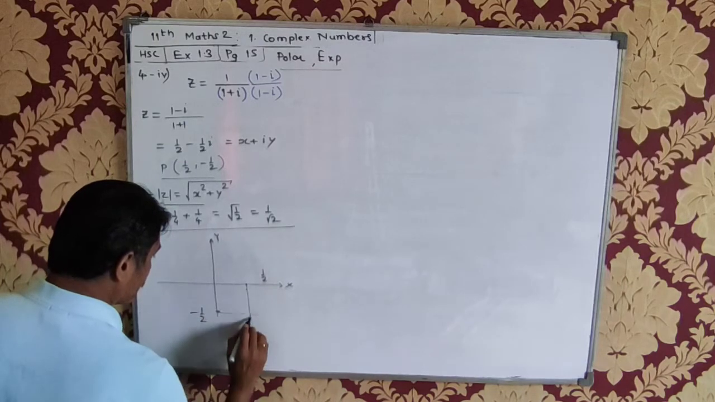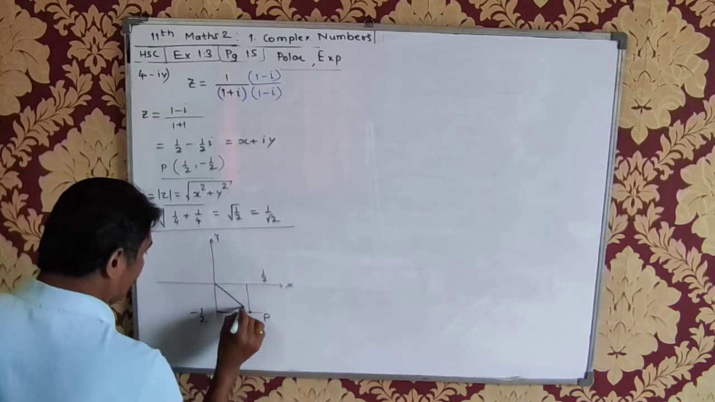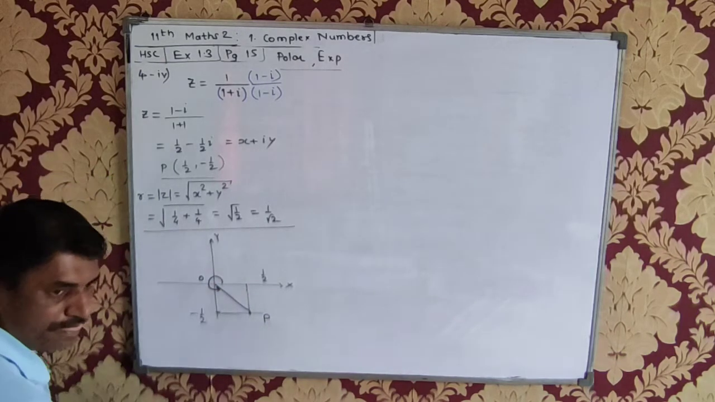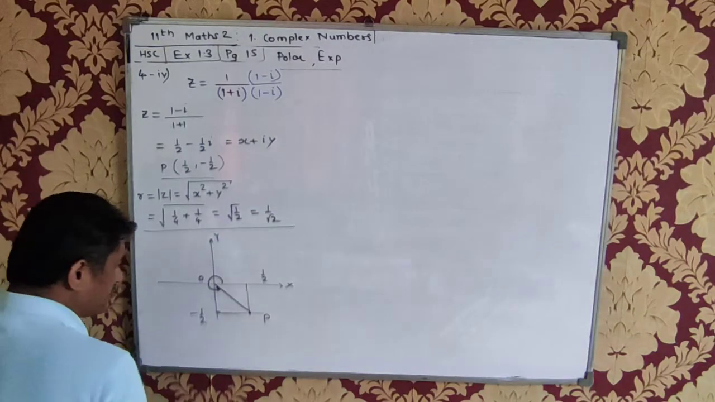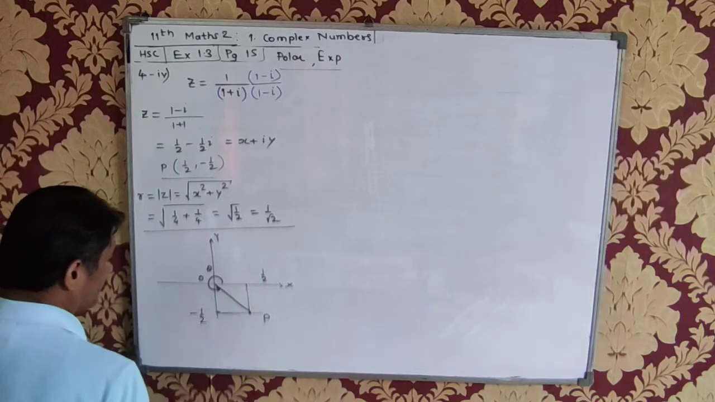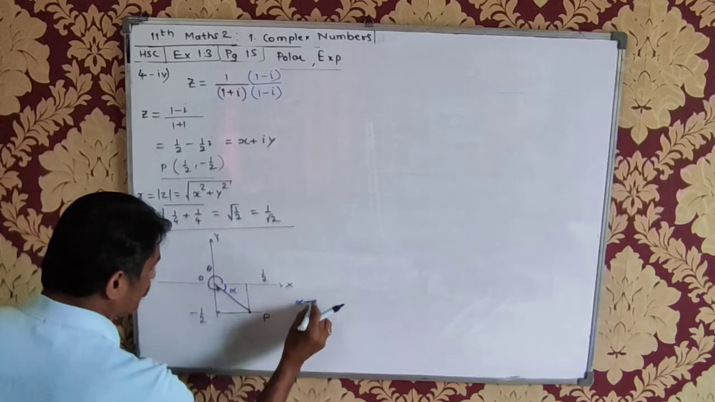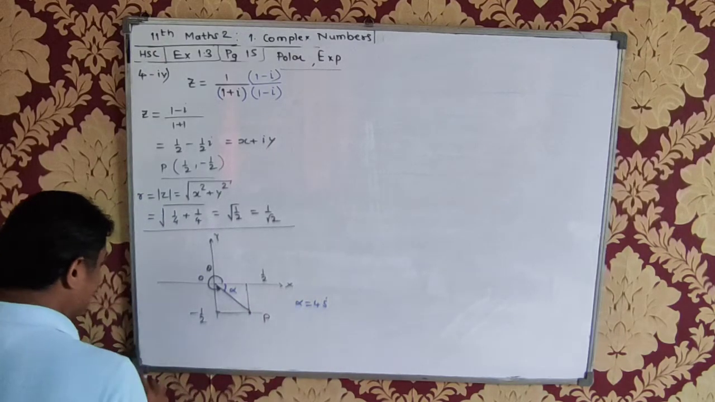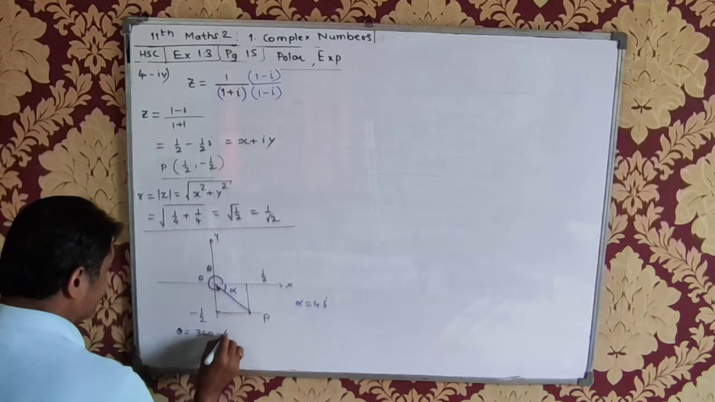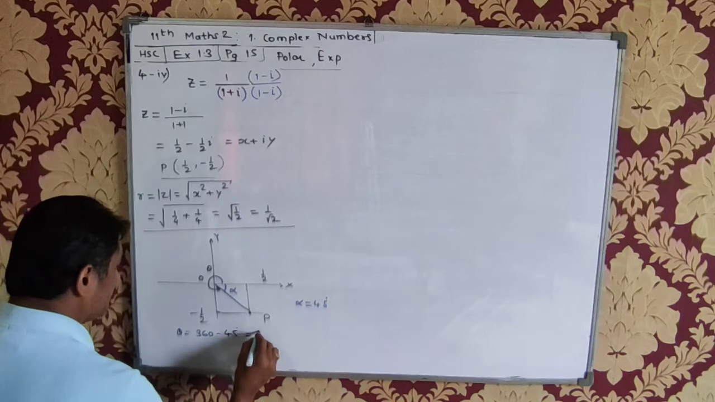This is point P, and this is OP, and here is the angle. Can you tell me what this is? 45 degree, alpha. This is theta. So alpha is equal to 45 degree. Therefore, theta is equal to 360 minus 45. How much will it come? 315.